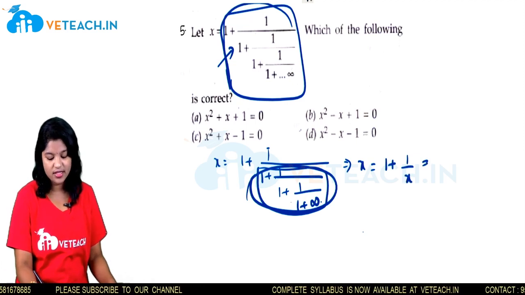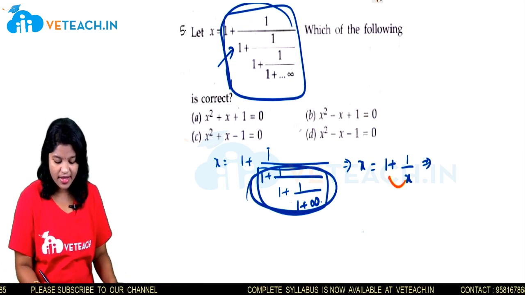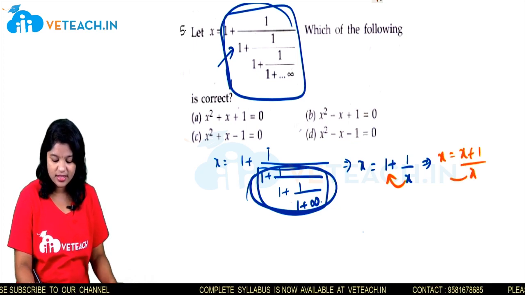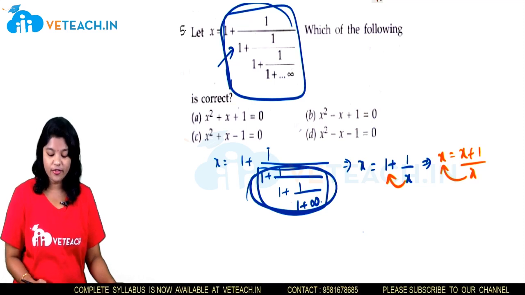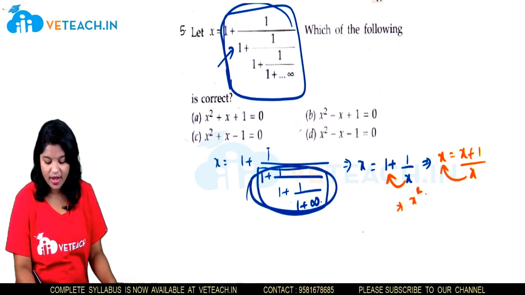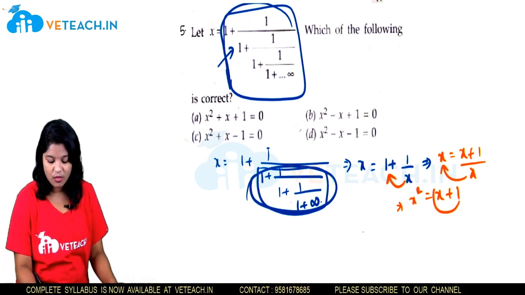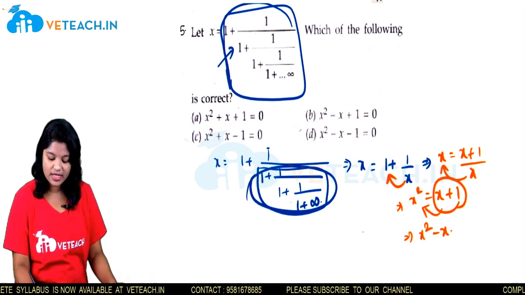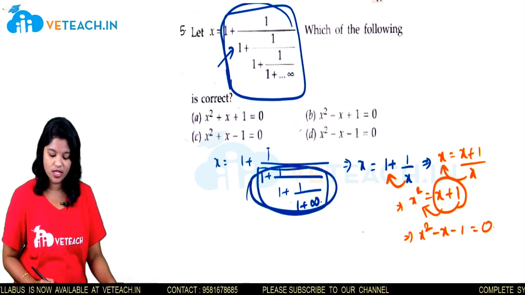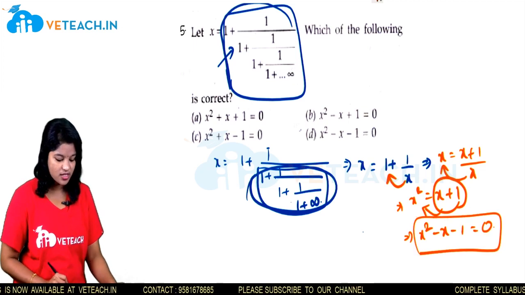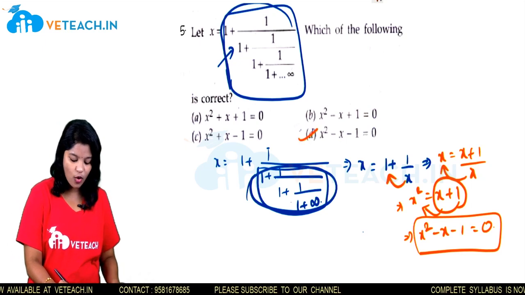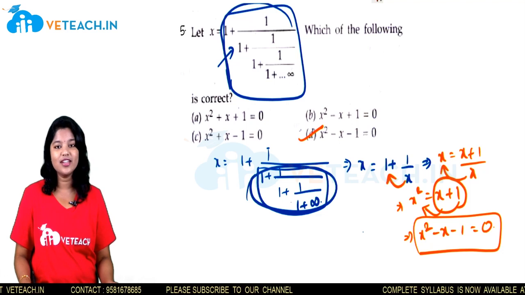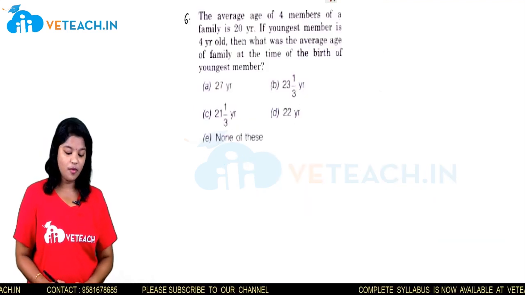So x is equal to, now take LCM, x is equal to x plus 1 by x. Take that x to the left hand side, it will become x square is equal to x plus 1. Bring these two terms to the left hand side, we will get x square minus x minus 1 is equal to 0. So this is our final answer. Here option D, x square minus x minus 1 equal to 0, is our correct option. See the next problem.